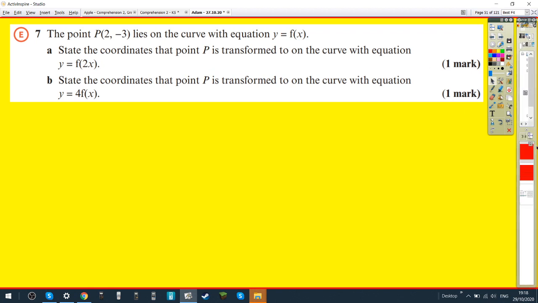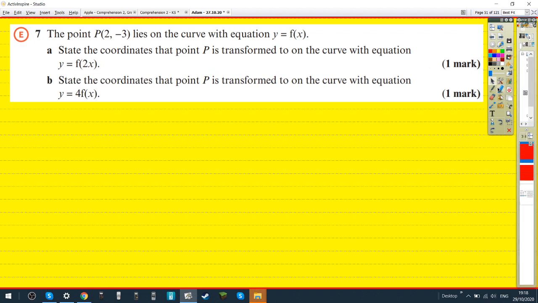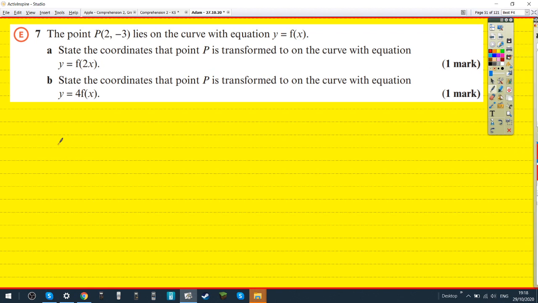All right, how about these? So for A, it would be 2, -6. No, this is in the bracket next to the x. Oh, all right. Sorry.